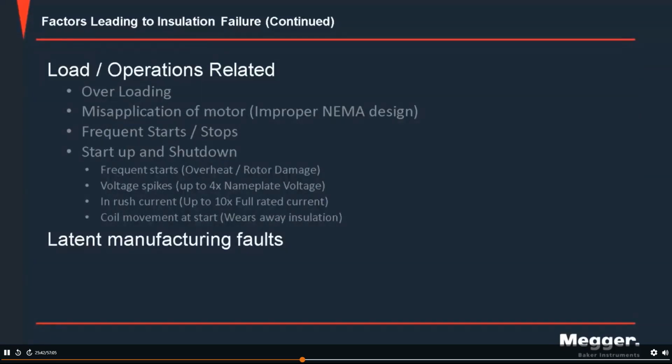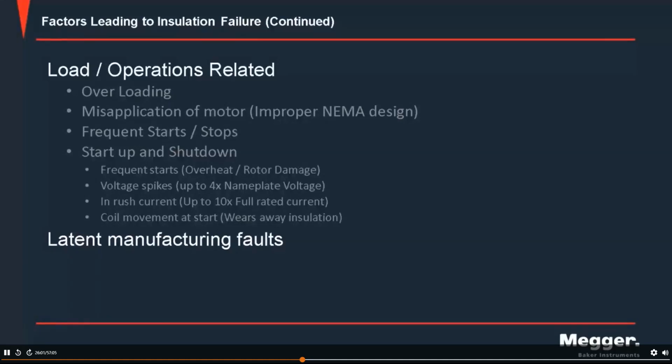Other things to keep in mind: latent manufacturing faults. So just things that are waiting for you, right? You buy a motor. If you don't test that insulation, you're making an assumption that you're being delivered a quality product. And maybe it was quality when it left the factory, but it sat on that truck. The truck got blown off the road due to a hurricane. You never know what's going on with that motor until you get it.